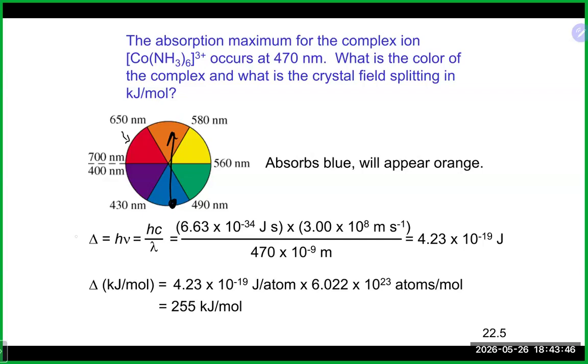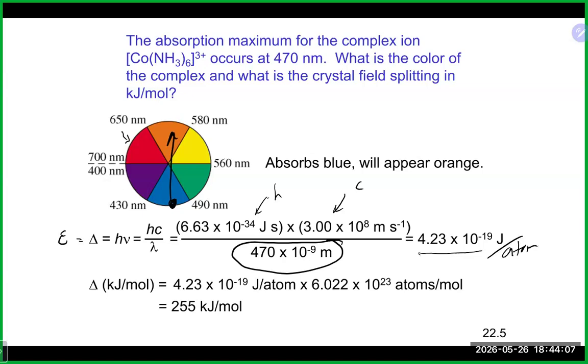We again could use this, which is really the energy, and this is Planck's constant. That is the speed of light, and that is our wavelength converted into meters. And that gives us basically 4.23 times 10 to the minus 19 joules. That's actually joules per atom.